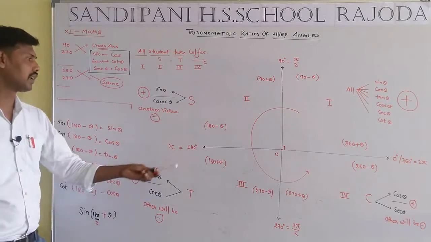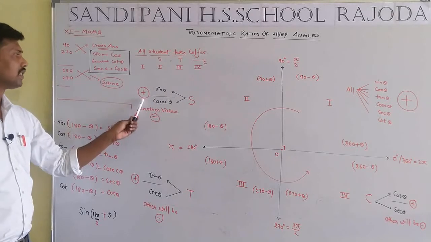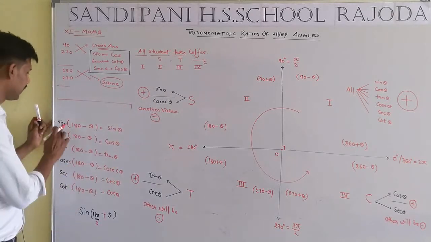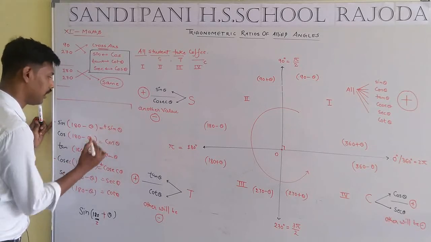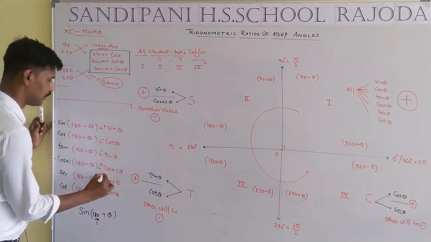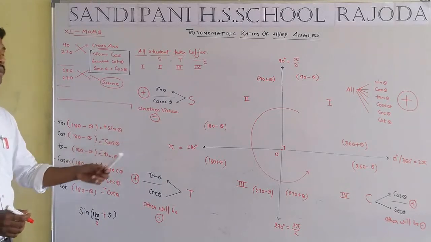180 minus theta lies in part 2. The message of part 2: the answers of sine and cosec are both positive. Other answers will be negative. I hope you understand about the 180 minus theta.